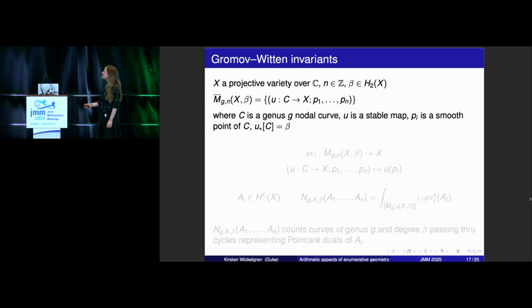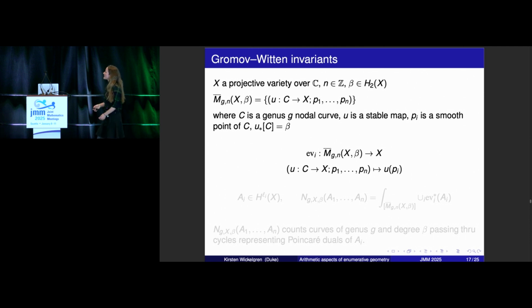And this moduli stack comes with evaluation maps ev_i for i from 1 to n. And this will take the map u, p1 through pn, and we'll map it to the image of u of p_i.